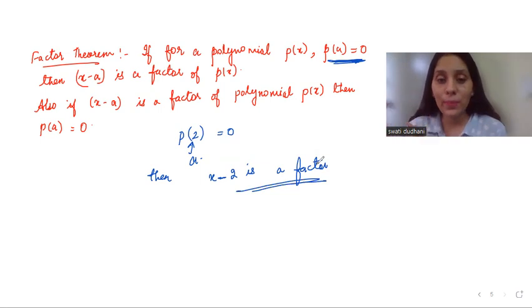Let me relate this with the remainder theorem. If my remainder comes out to be 0, then we say that it's a factor, right? So these are the 2 most important theorems.